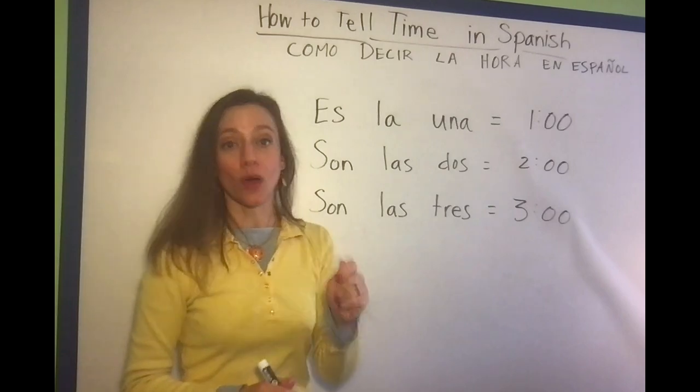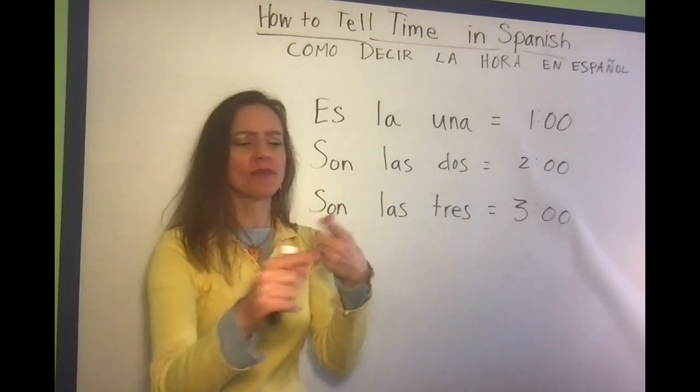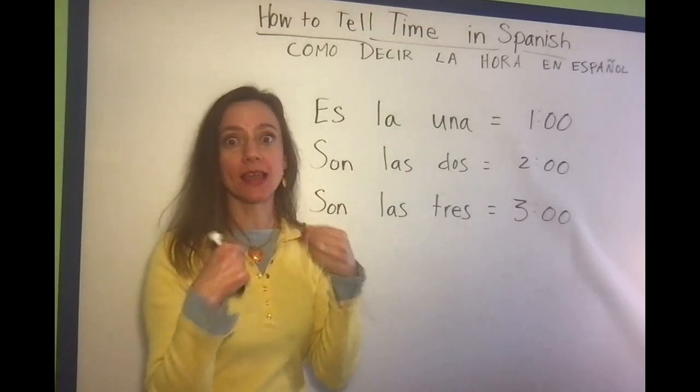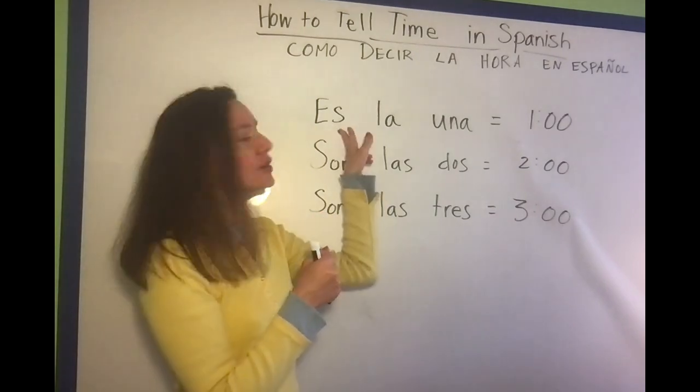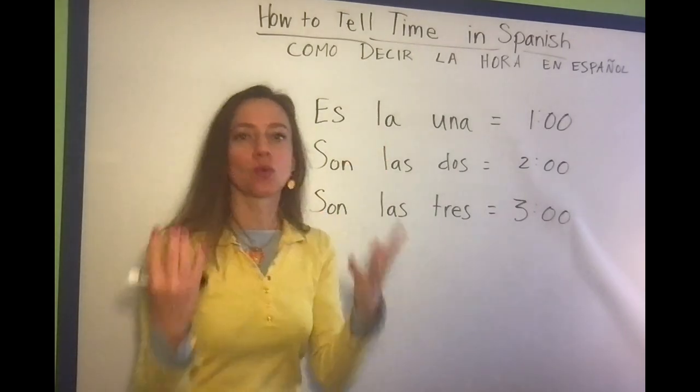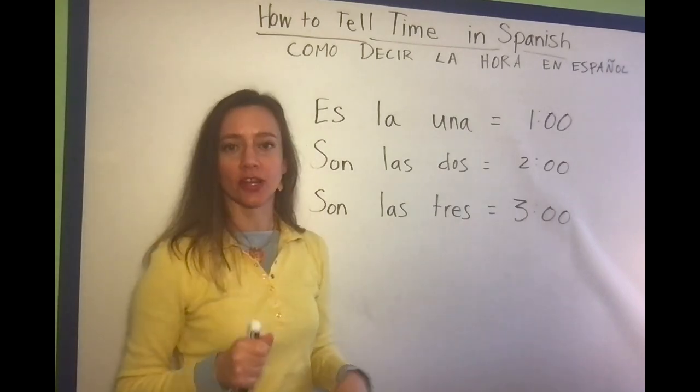If the time is 1 o'clock, anywhere in that period, 1 o'clock, 1:15, 1:20, 1:30, if you're saying anything about 1, you're going to say es la. To say it's 1 o'clock, it's 1:15, it's 1:30. Es la.